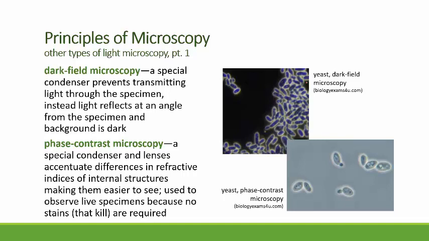Another type of light microscopy is called phase contrast microscopy. There you're using a specialized condenser again and lenses that really take advantage of the differences in the refractive indices of the internal structures. This allows you then to observe live specimens because there's no killing stains required. So this is a means of taking advantage of the differences in refractive indices so that you don't have to kill the specimen.